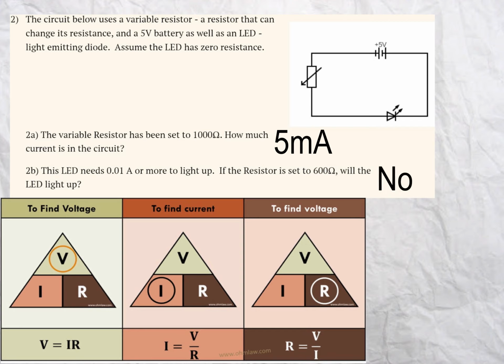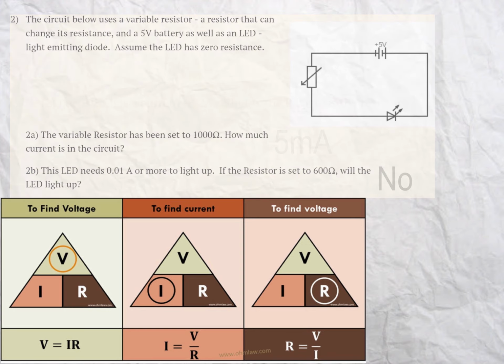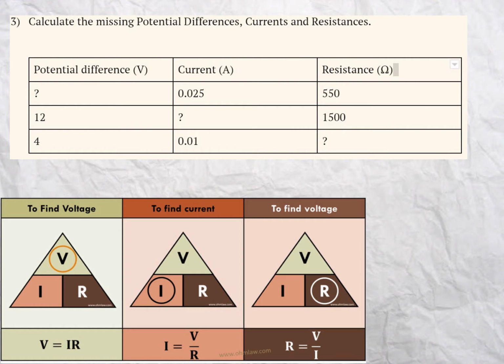Oh dear. Question 3. Calculate the missing potential differences, currents and resistances. And then there's a sort of a table thing with question marks in it. This is quite good practice with Ohm's law, so let's give it a go. Well, in the first line, V equals IR, so all we need is going to be V equals 0.025 times 550 equals 13.75 volts.